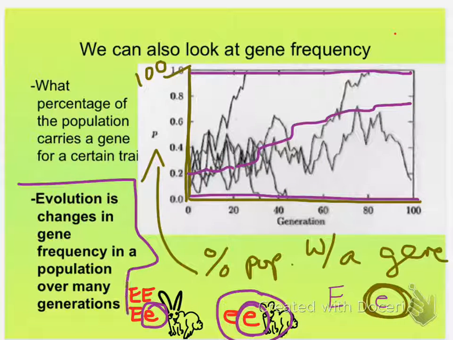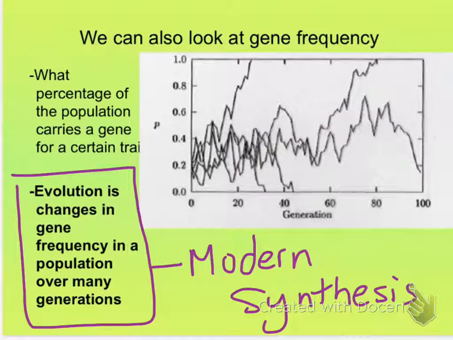This idea right here, evolution is changes in gene frequency in a population over many generations. That is huge. That's enormous. We call this the modern synthesis. And this has actually been around. This is an idea that's been around since, I want to say, the 1960s. We first figured out what DNA looked like in the 1950s. We got a definitive picture of what DNA was.